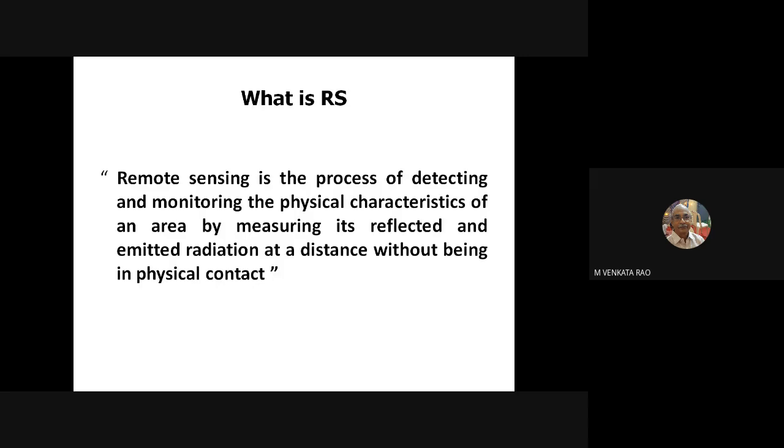Last time I gave the definition. Once again, let me repeat. Remote sensing is the process of detecting and monitoring the physical characteristics of an area by measuring its reflected and or emitted radiation at a distance without being in physical contact. That is the basic principle. We are more concerned with remote sensing of the Earth features from space satellites.